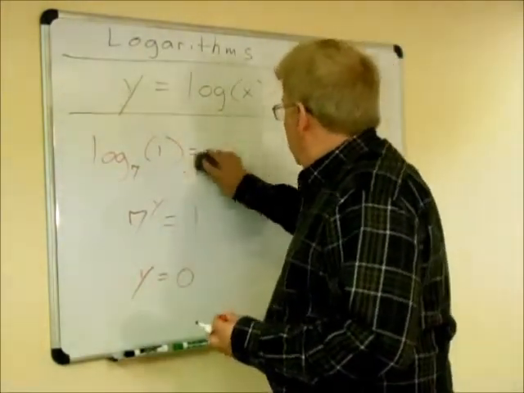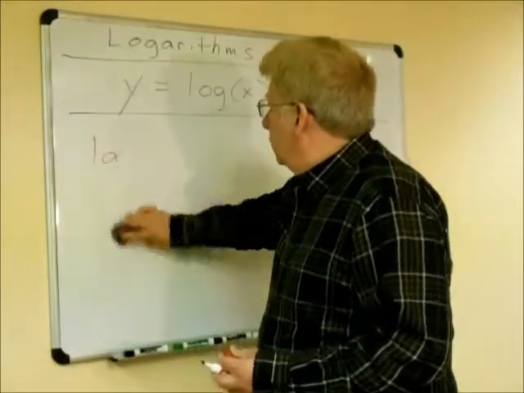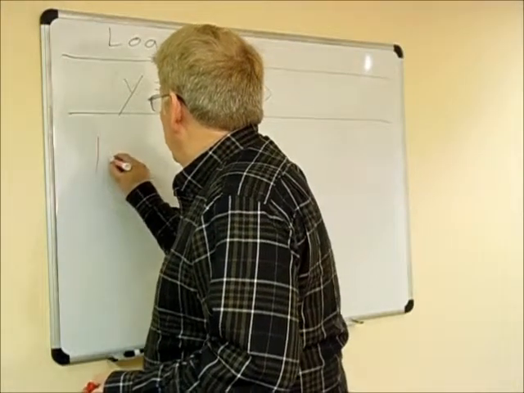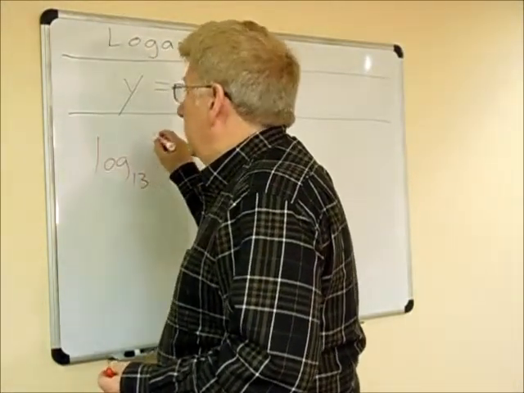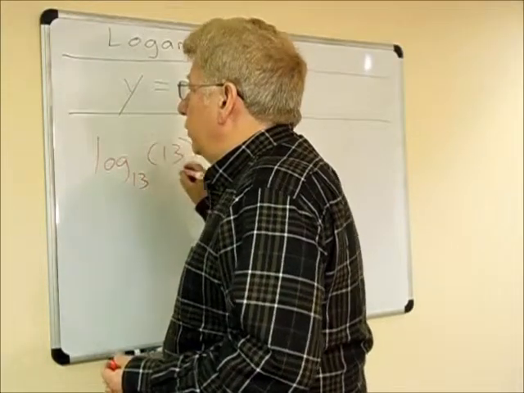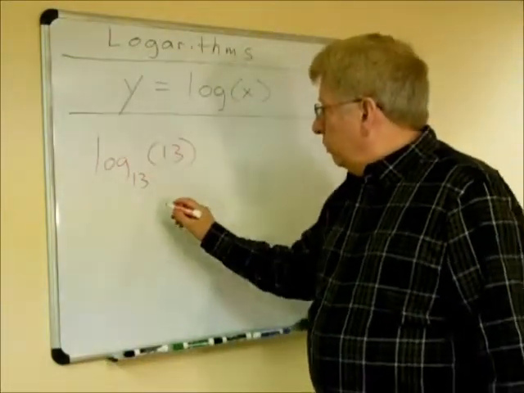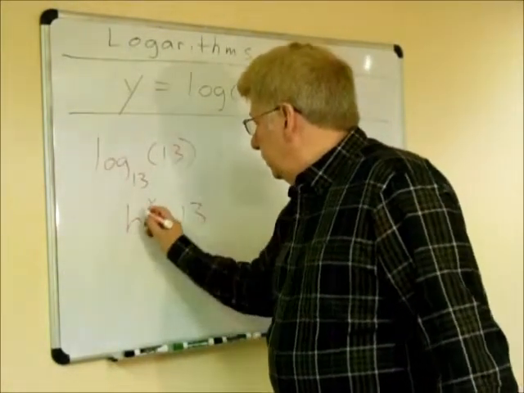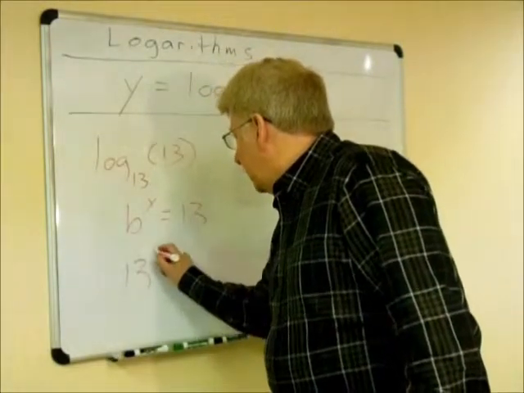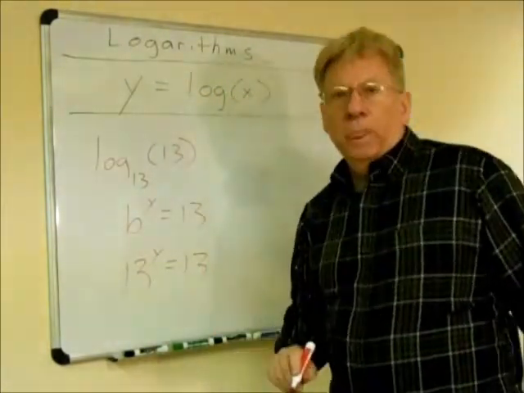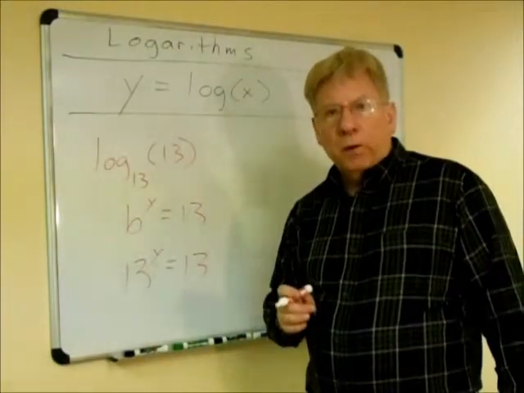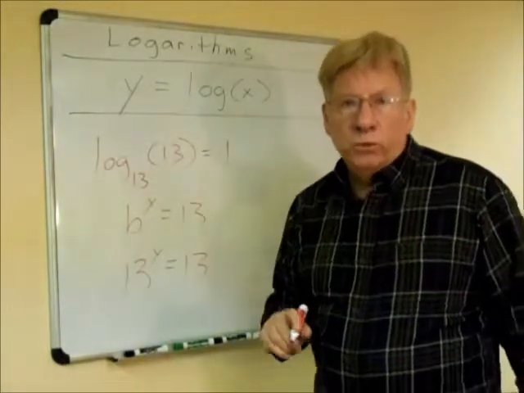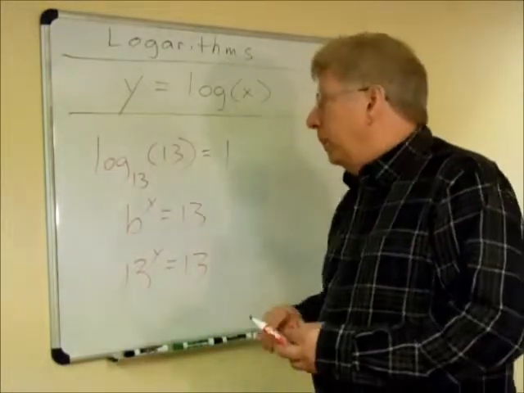Okay, let's keep going. A couple more strange log bases. If we take log with a base of 13 of 13, what we're saying is the base to the what power will give us 13. Base is 13, so 13 to what power will give us 13? Well, 13 to the 1 power will give us 13. So y equals 1. That's an example using a base of 13.